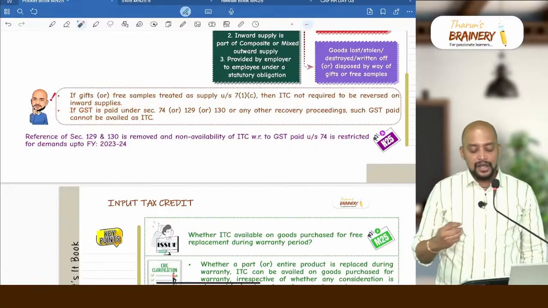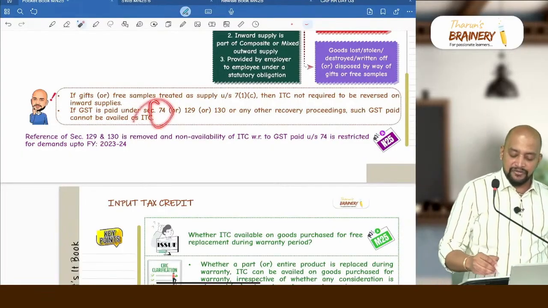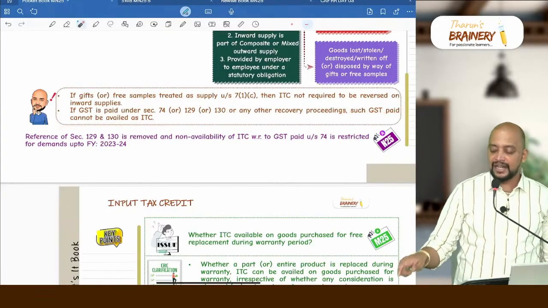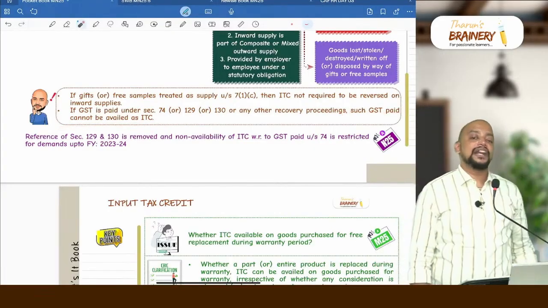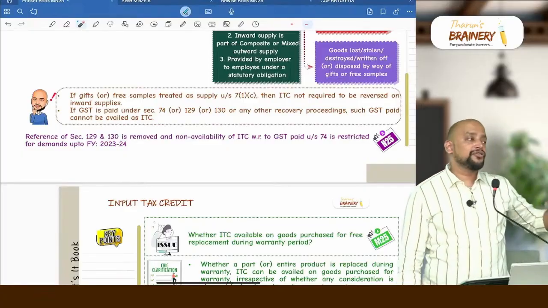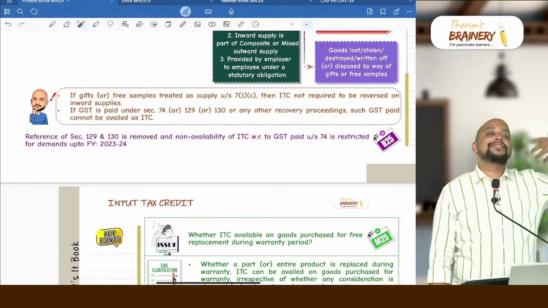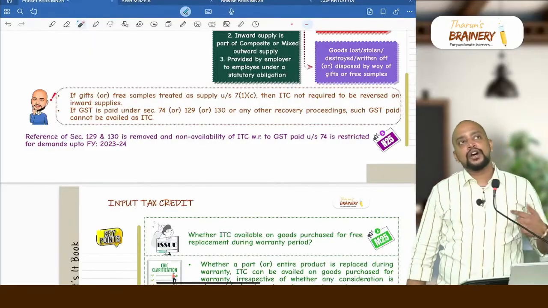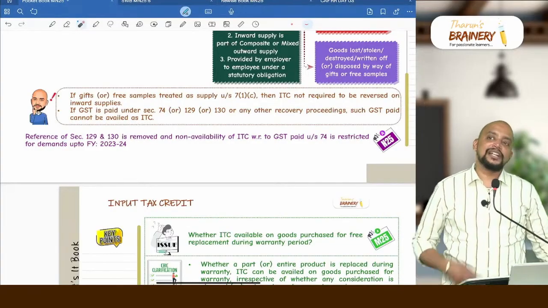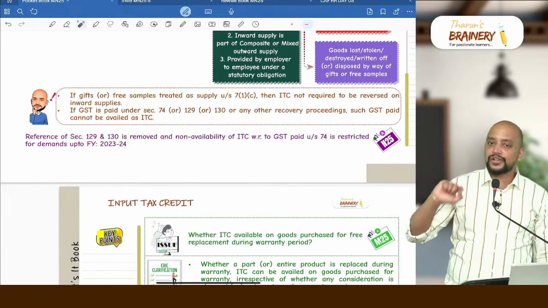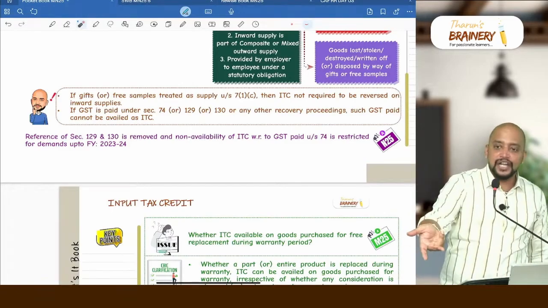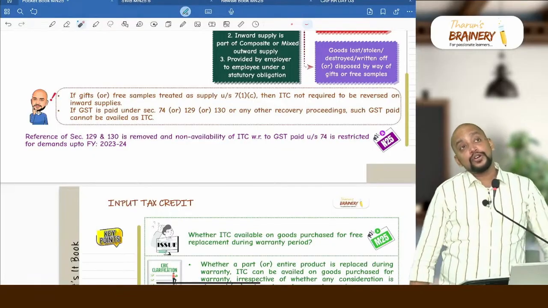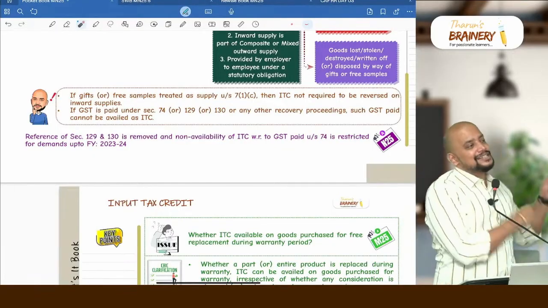Also, GST paid under section 74, 129 or 130 or any other recovery proceedings, such GST paid cannot be availed as ITC. That is, I have not voluntarily paid GST, but through 74 it has been recovered from me, or through 130 it has been recovered from me. Now in that case, can you take ITC? First of all, when I am not voluntarily paying, why will I report it in GSTR-1? So I will not report it in GSTR-1. Consequently, it will not come in 2B. If it is not coming in 2B, you cannot take ITC with respect to that. And moreover, if I report it in GSTR-1, these sections will not come.